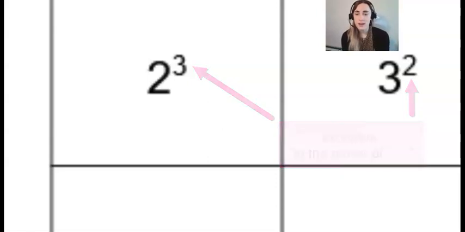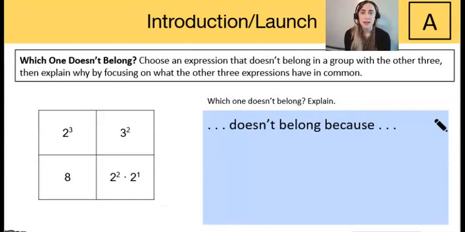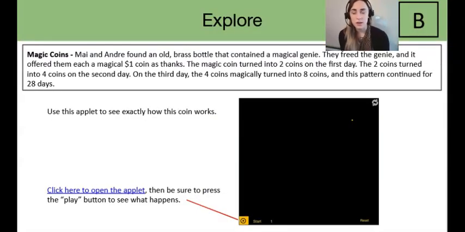So I focused on how we speak about exponents and numbers in exponential notation because your goal on this page is to give your own reasoning why one of the expressions does not belong. So there's not a right answer here. You just need to explain your thinking clearly for your reader. So moving on from our warm-up, we're going to move into our Explore section. And in our Explore section, we're going to look at an example with some context.